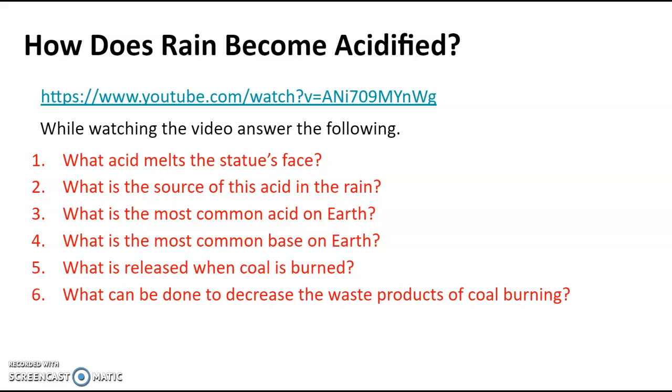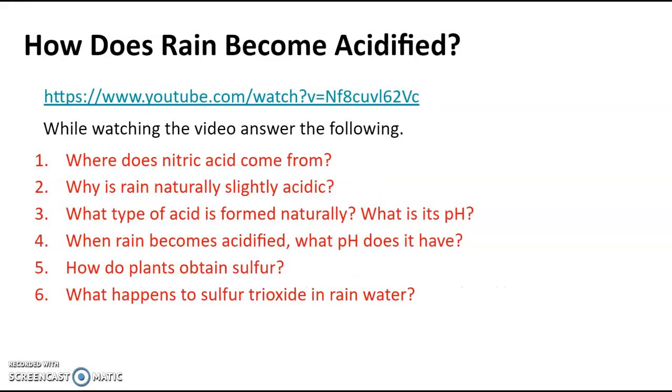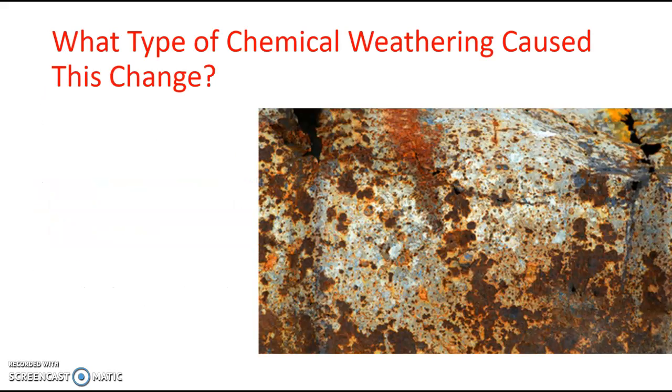So you have a link to this video in your student response sheet, and I want you to go ahead and answer questions 1 through 6. And then there's a second video because there's kind of 2 types of acid that occur in acid rain, and so we want to really cover both of those. So you have a second video, another 6 questions. So please watch both of those and answer the questions.